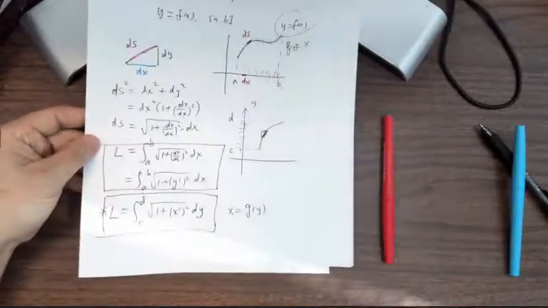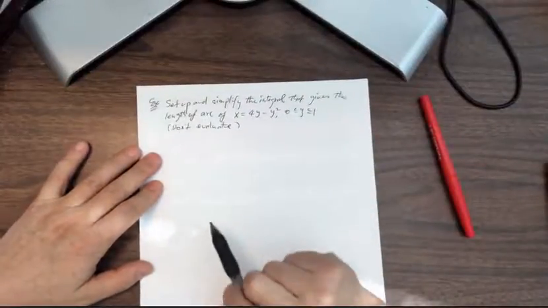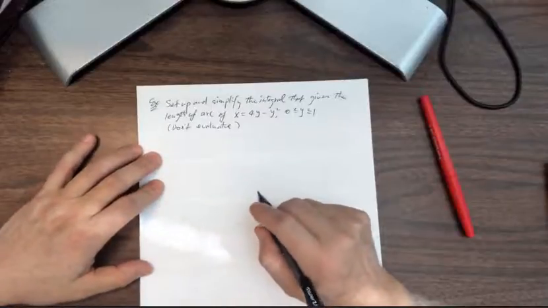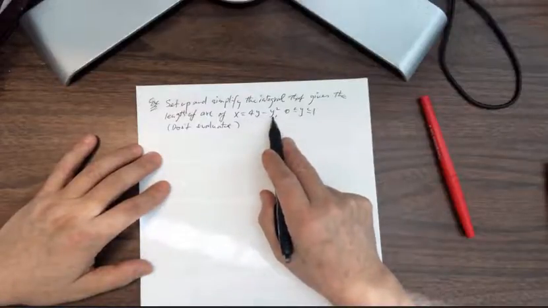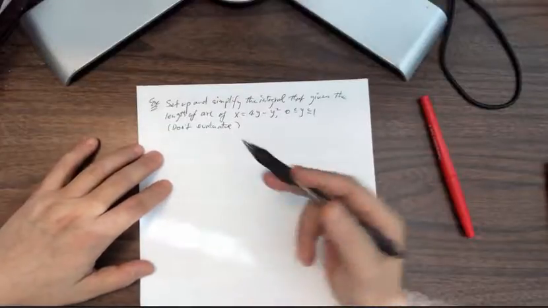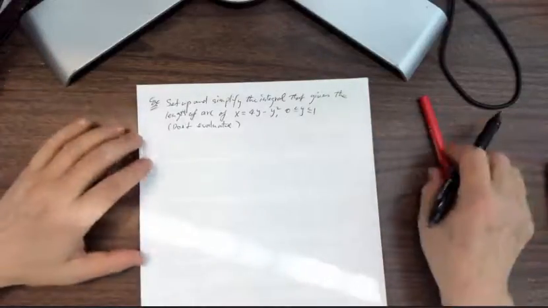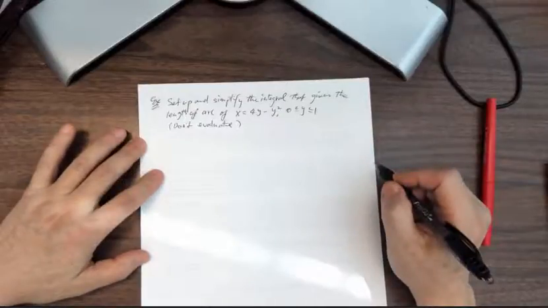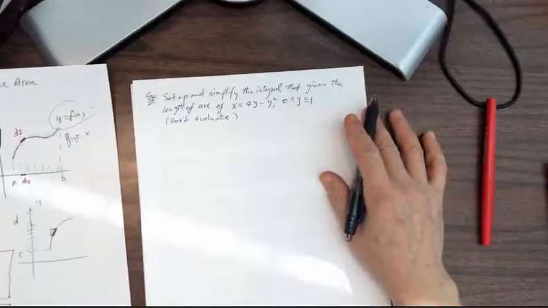Alright, so let's see examples. First, example 1. Set up and simplify the integral that gives the length of the function x equals 4y minus y squared, where y is between 0 and 1. Do not evaluate. You'll see once we set up and simplify, it's impossible to evaluate for the time being. Maybe later on, we'll see how it turns out.